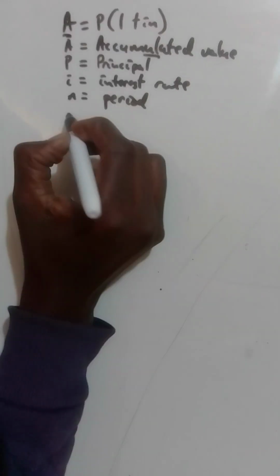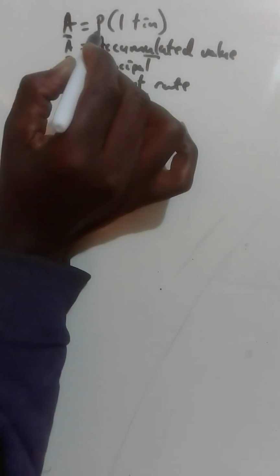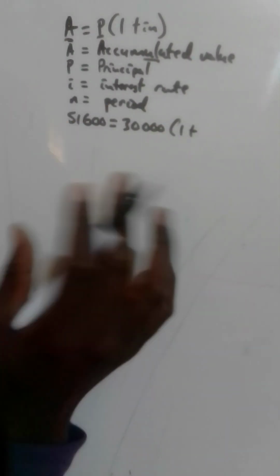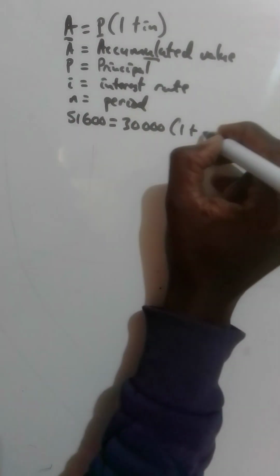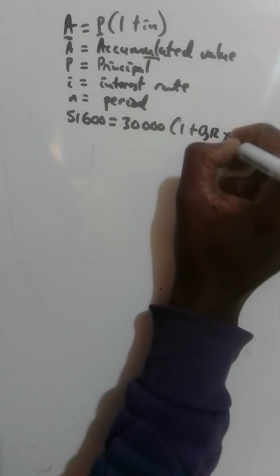So from our scenario, we are told that the accumulated value is 51,600. So we now write 51,600 is equal to, we are told that the initial principal was 30,000 rand. That is the principal that was invested. And then open bracket 1 plus i, the interest rate, we are told that it's 12% per annum, and it's simple interest. So we now say 0.12 multiplied by.